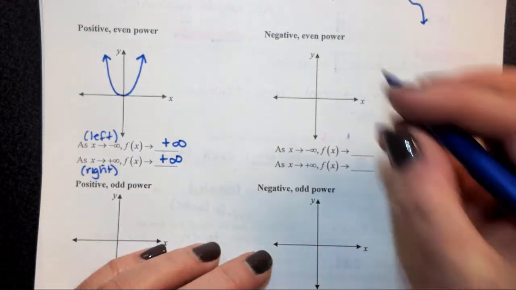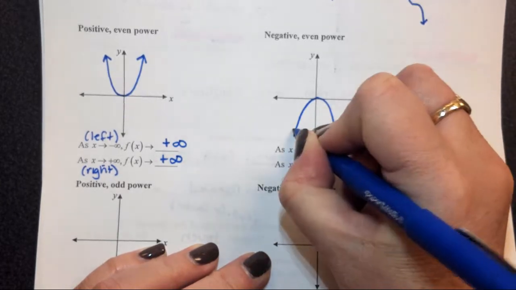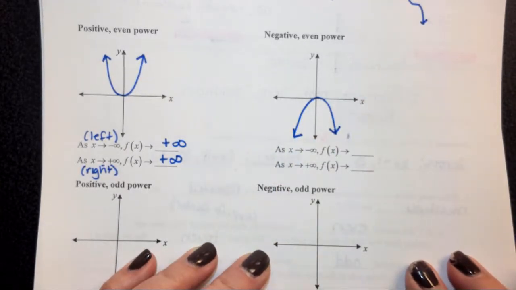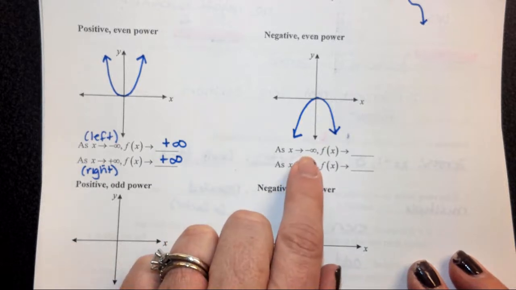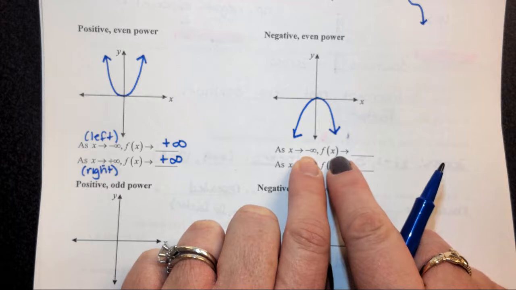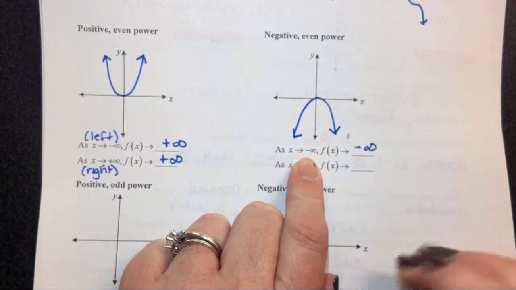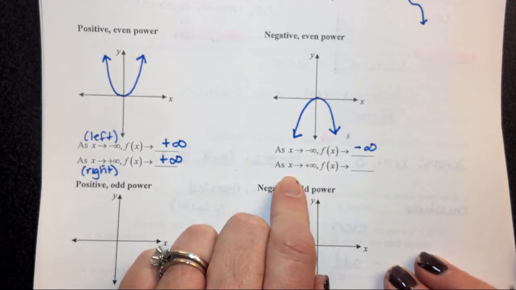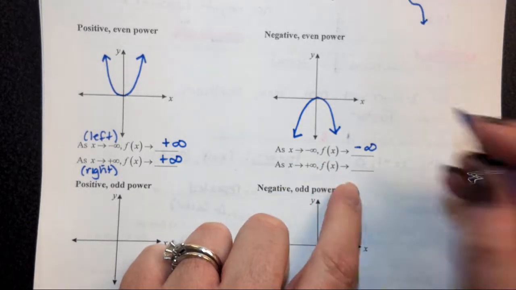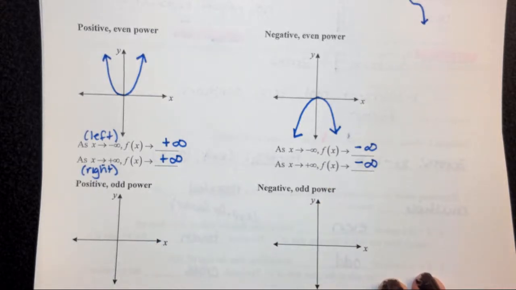If your power is even, but you have a negative leading coefficient, the graph reflects. So again, as x approaches negative infinity, what's happening with the end behavior here? Is it going towards positive or negative infinity? It's going to go towards negative infinity because it's pointing down. As x approaches positive infinity, it's also going towards negative infinity. Okay? So any questions about the leading coefficient and how it affects the end behavior of polynomial functions?